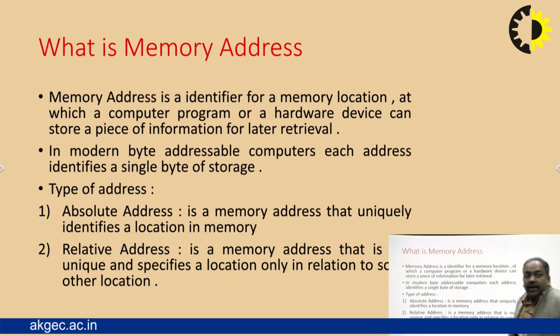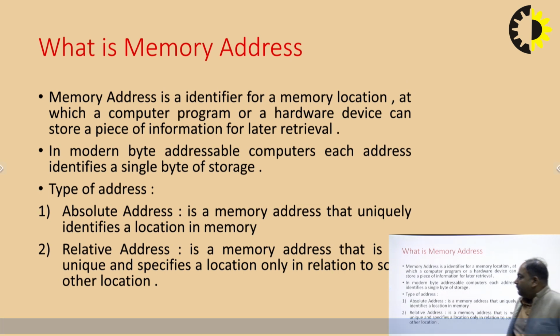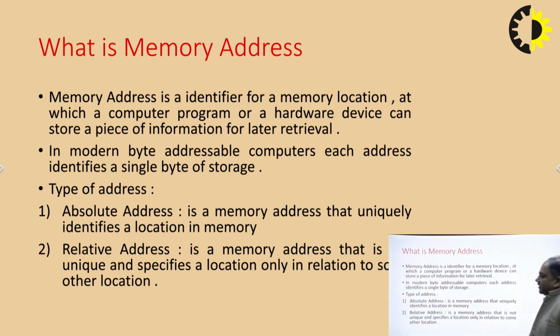So what is memory address? The main thing regarding the memory is, when we send any instruction, how does our system or memory identify that instruction? For that, there is a requirement of a memory address, and it is an identifier for a memory location at which a computer program or hardware device can store a piece of information for later retrieval. So for the later retrieval of information, the memory address is very much required, because of that address the instruction is identified.